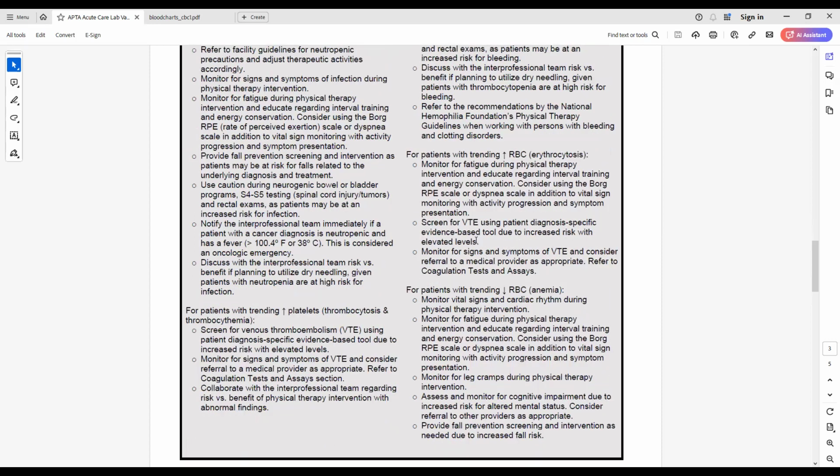For patients with a tendency of increased RBCs, erythrocytosis, monitor for fatigue during physical therapy intervention and educate regarding interval training and energy conservation. Consider using the Borg or rate of perceived exertion scale or dyspnea scale, in addition to vital signs monitoring with activity progression and symptom progression. Screen for venous thromboembolism using a patient-diagnosis-specific evidence-based tool like Wells criteria or other tests. Monitor signs and symptoms of venous thromboembolism and consider referral to a medical provider as appropriate. Refer to the coagulation tests and assays.